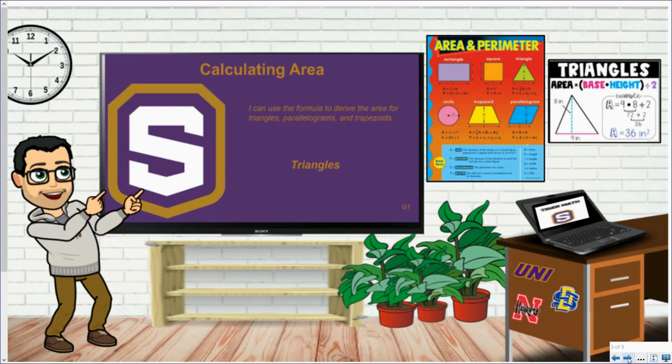In this video, we will be discussing calculating area. We will be focusing on finding the area of polygons. By the end of this video, you will be able to calculate the area of triangles.